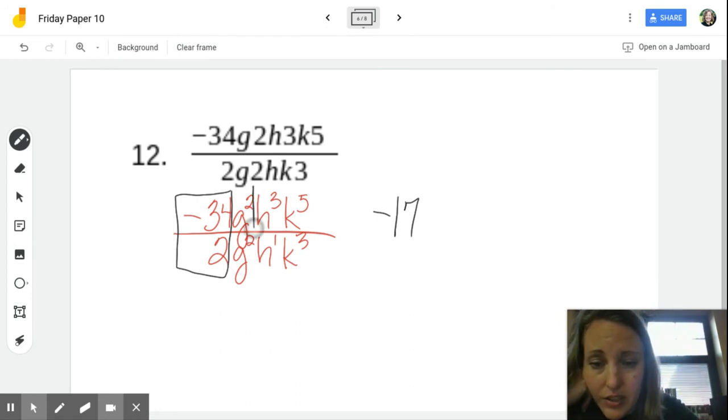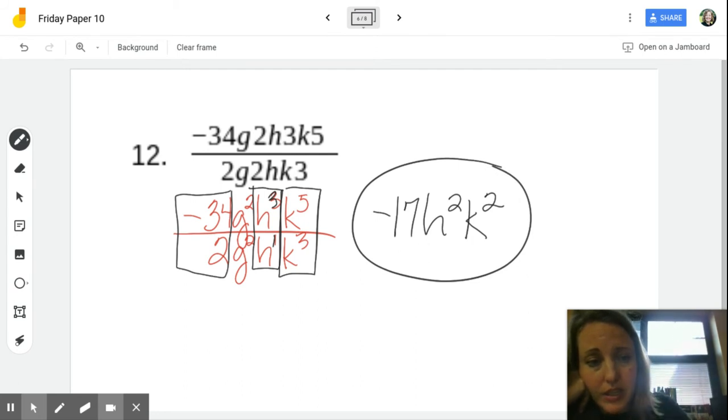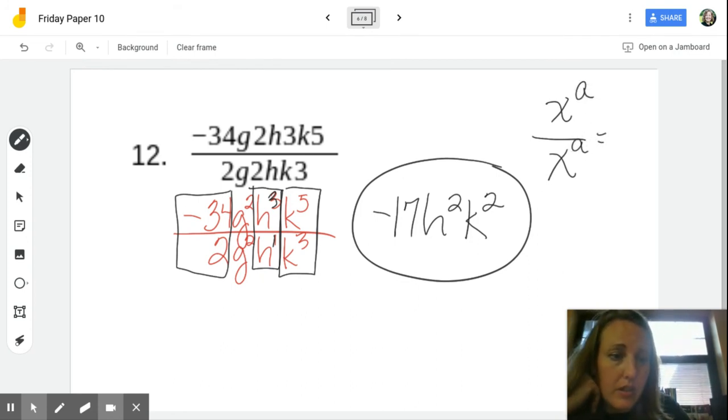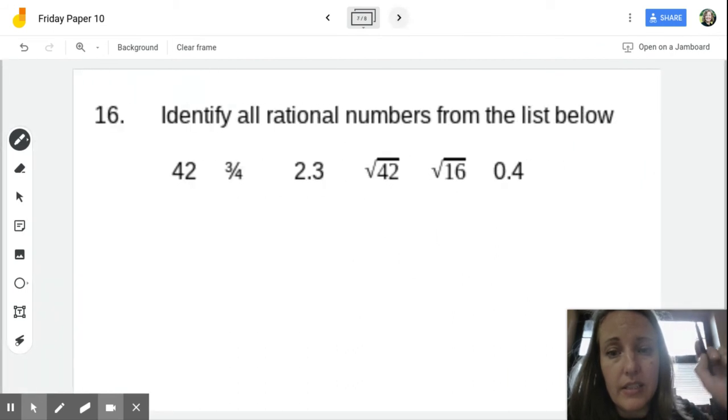Now I'm on to the h's here. Remember, we subtract 3 minus 1 here. So this is h to the second power, and then k to the 5 minus 3, k to the second power. Yep, so that's my answer. Hopefully you're getting pretty good at those. If you forget, remember it's this principle here. If I have common bases raised to different powers, oops, that should have been a b, so it should be x to the a minus b, okay? Pre-algebra, you're going to want to have that memorized for your test.